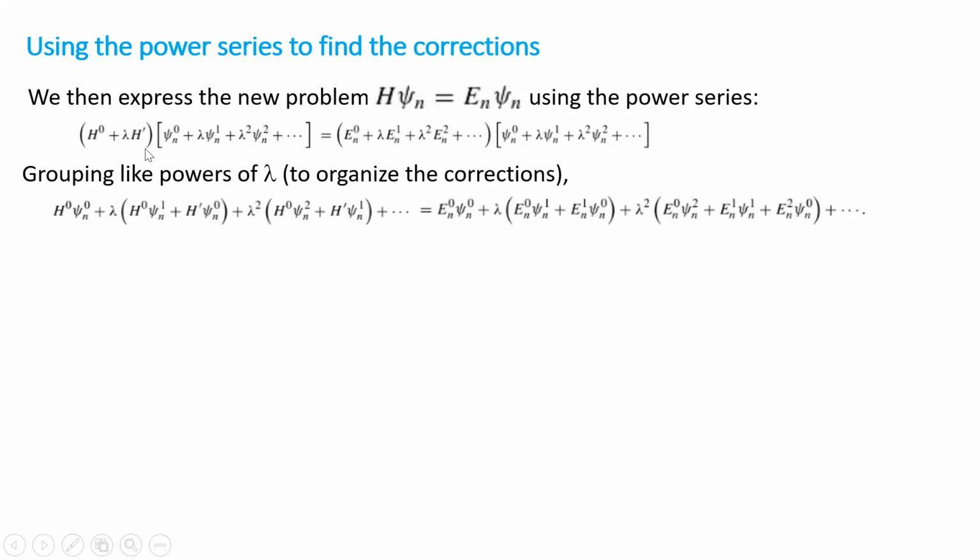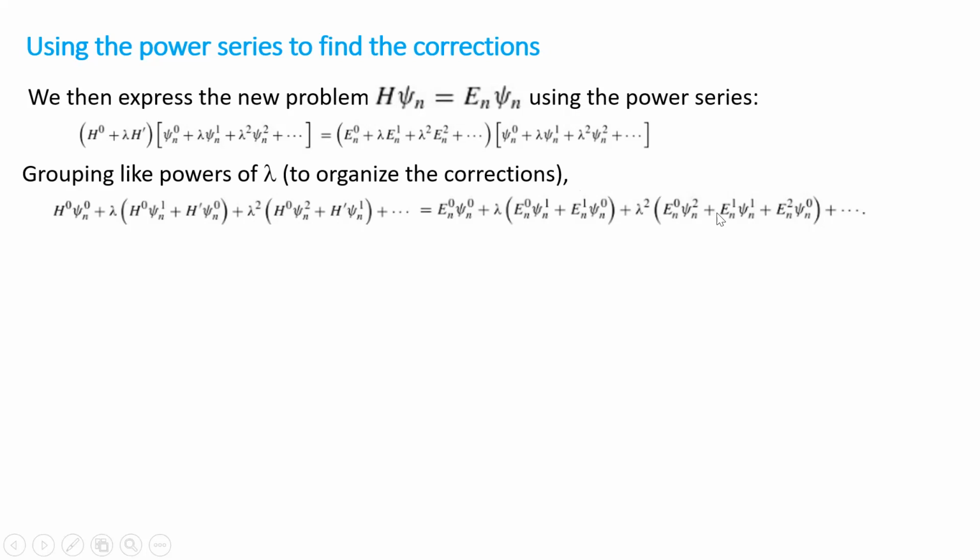Then for lambda squared, we get lambda squared H0 psi n2, not psi n squared, but psi n2, plus lambda squared times H prime psi n1. And on this side, the first term we get is En0 psi n0, and so on and so forth. We can multiply these out and find like powers of lambda over on this side as well.